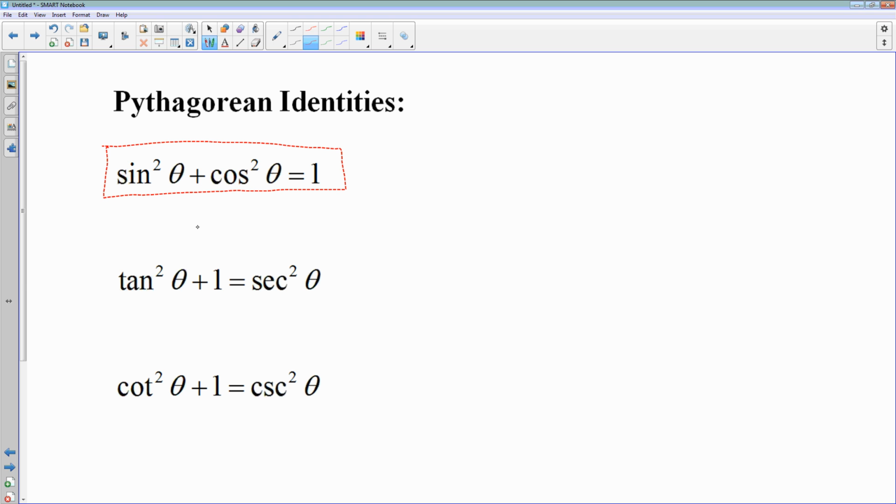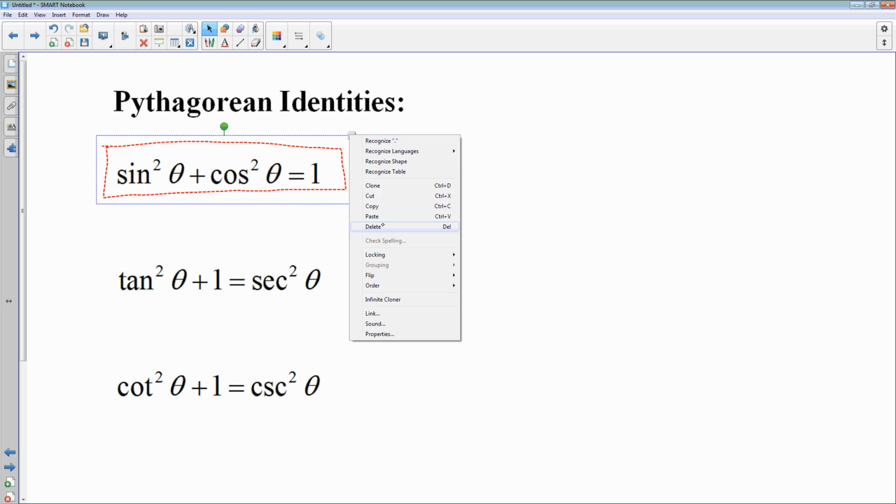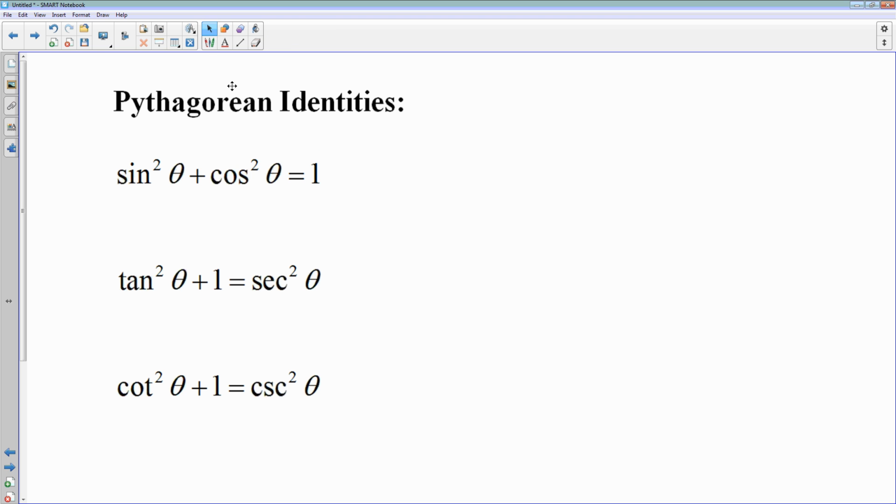That doesn't mean ignore all the rest, but if your brain only has room to remember one trig identity, make it this one. Tangent squared plus 1 equals secant squared, and cotangent squared plus 1 equals cosecant squared. Those are derived from this equation. I want to show y'all one way real quick that you can get these other two. Let's say you only know sine squared plus cosine squared equals 1. These other two have escaped your mind. They've flown off somewhere. So we're going to pretend that we don't know these.